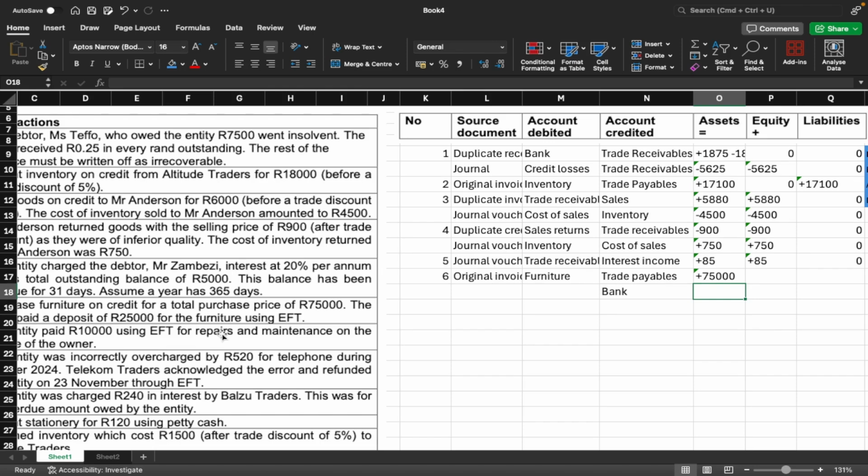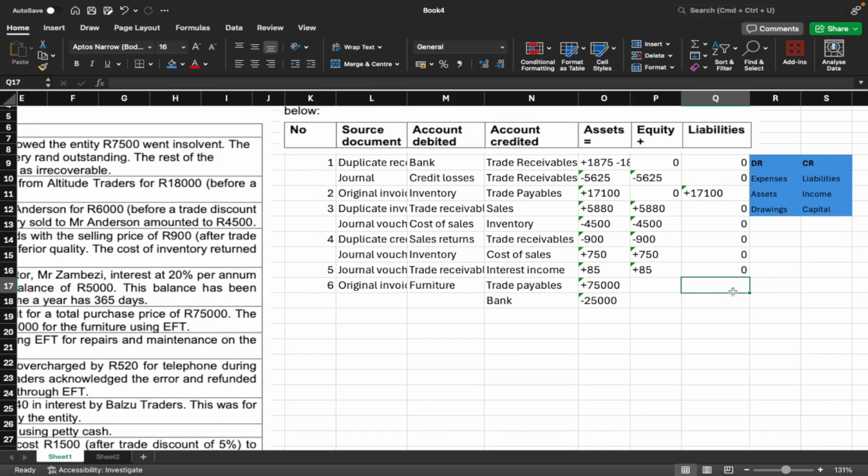And then under liabilities, the balance would go there, and that's the 75,000 rand minus the 25,000 rand that we paid in cash. It's 50,000 rand that we're now owing to whoever sold us this furniture. So we're going to put it as a plus 50,000 rand. Remember, it's a plus because our liabilities have just gone up.